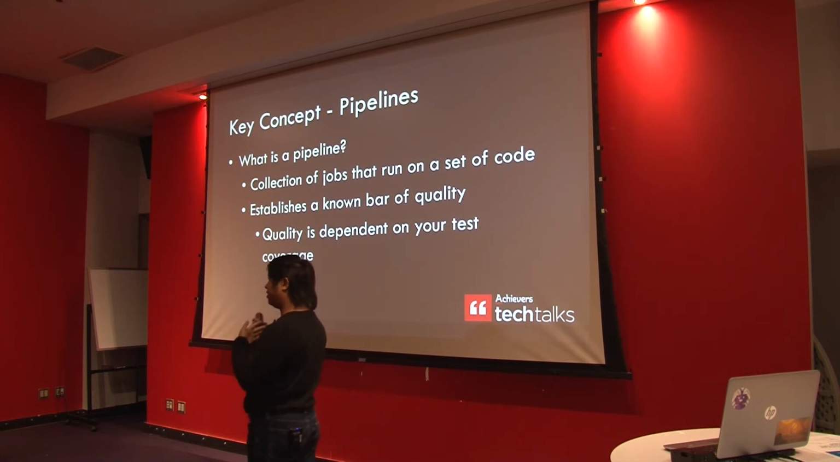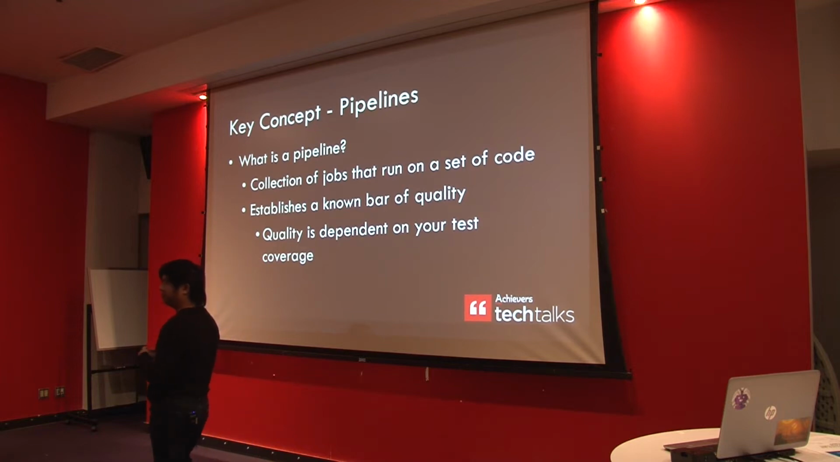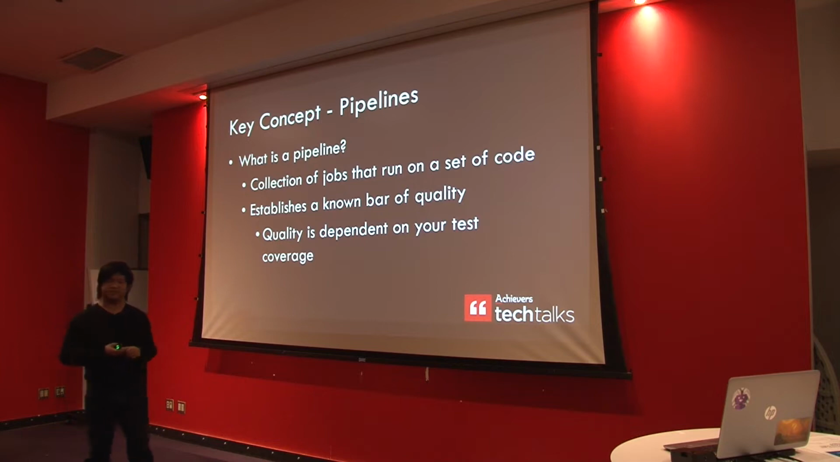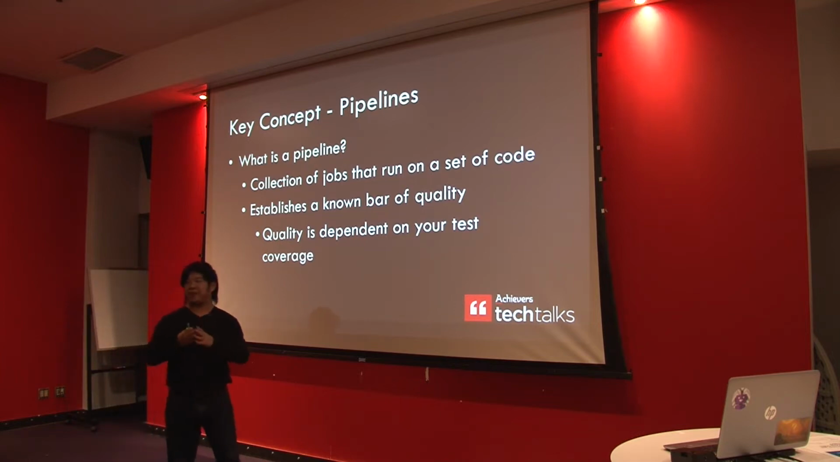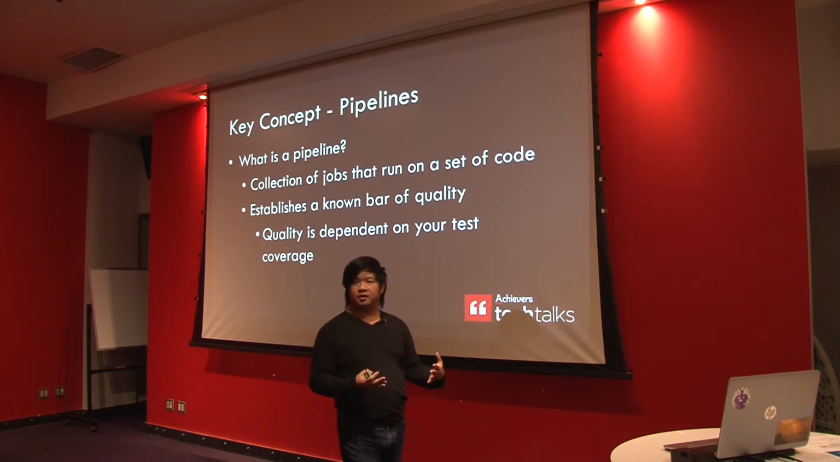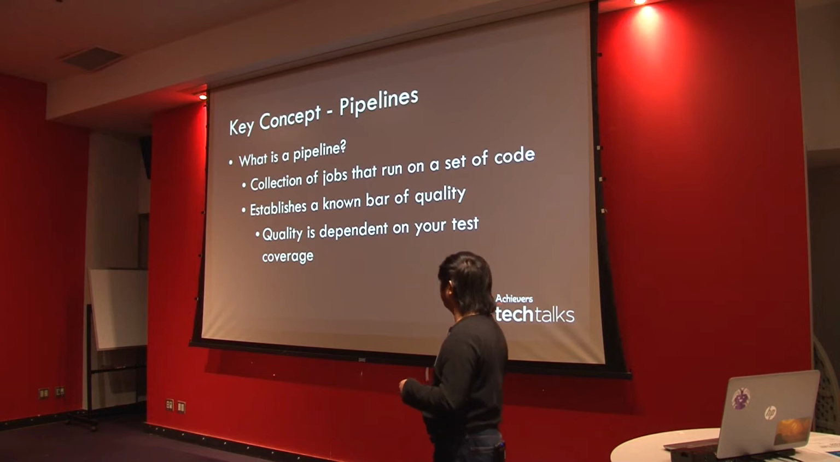In the early phases of your CI/CD process, your pipeline's probably not going to be very robust. It'll maybe have a set of unit tests in it. It might have some syntax validation, but that's pretty much it. But as you expand the scope of your pipeline and include more and more tests in there, the established bar of quality constantly increases, and you are more confident as you go along.